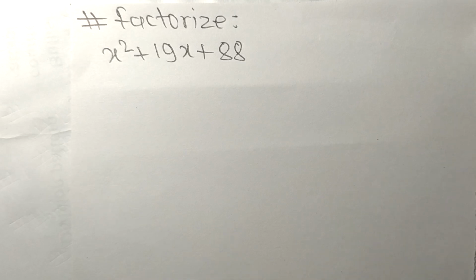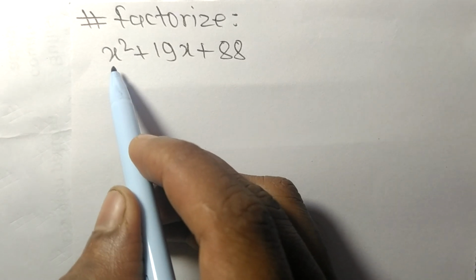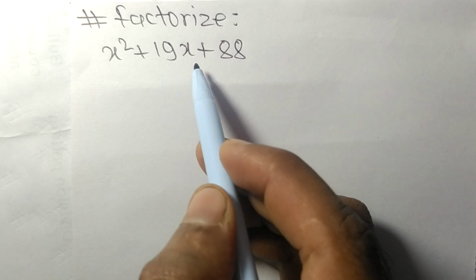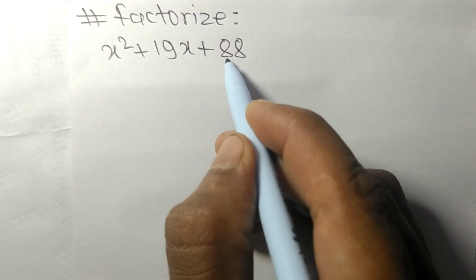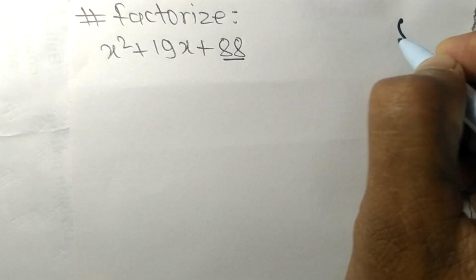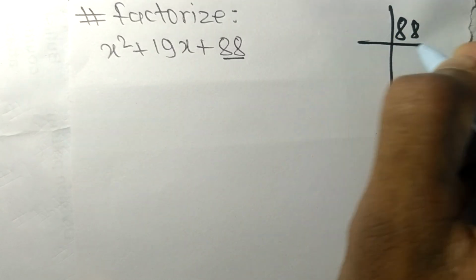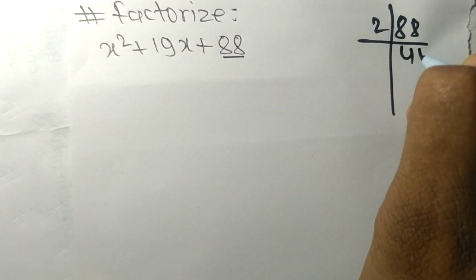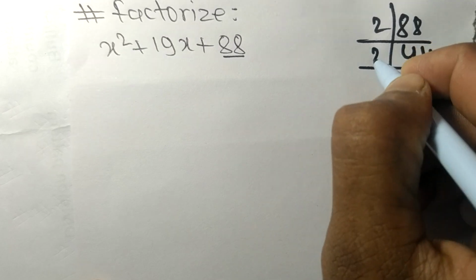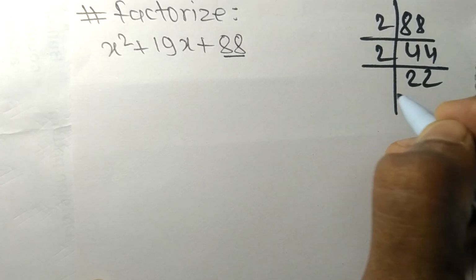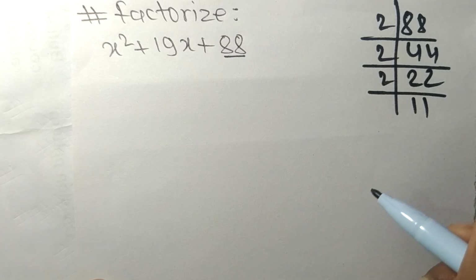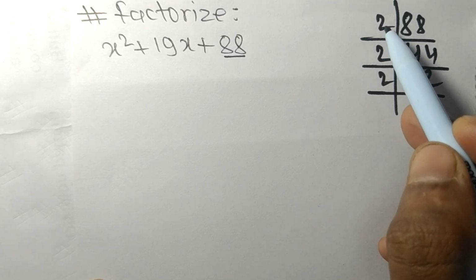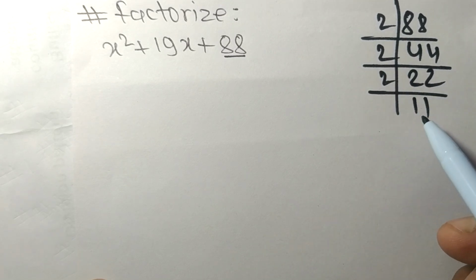Today in this video we shall factorize x² + 19x + 88. So first we factorize the last number, 88. So it is 2 times 44 makes 88, 2 times 22 makes 44, 2 times 11 makes 22. So now we got 2, 2, 2 and 11.